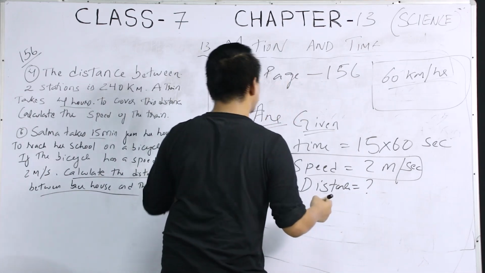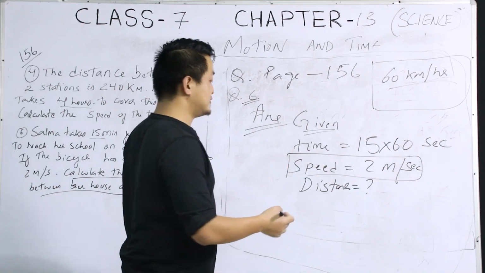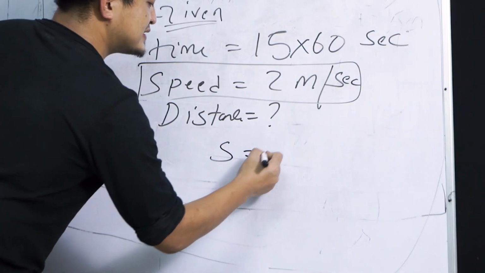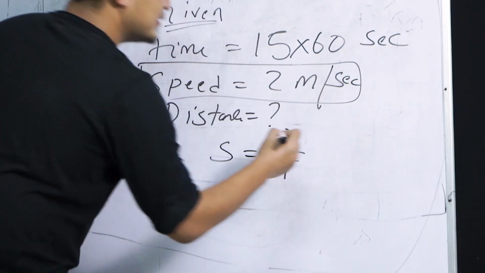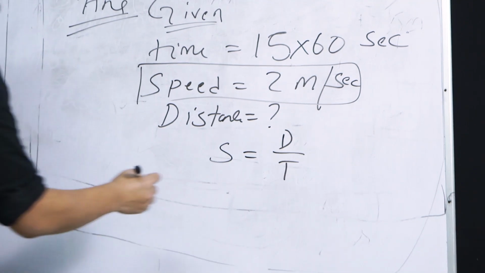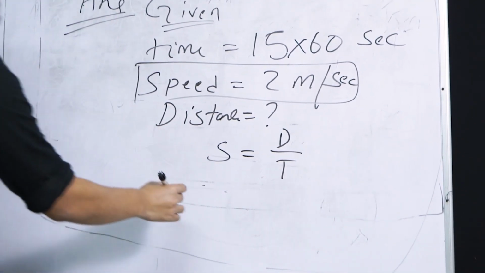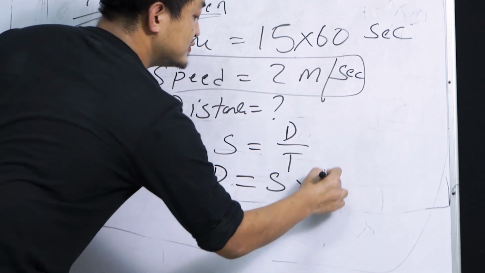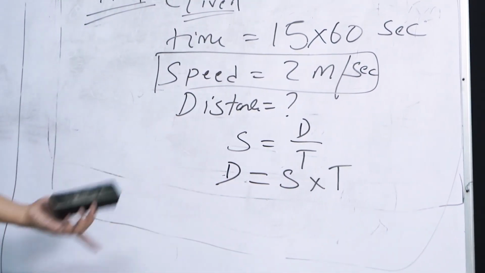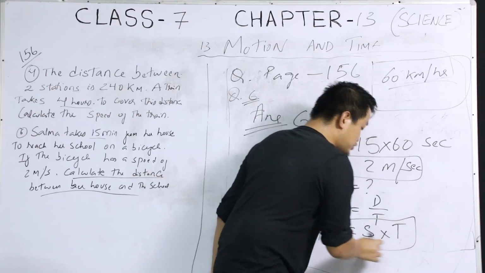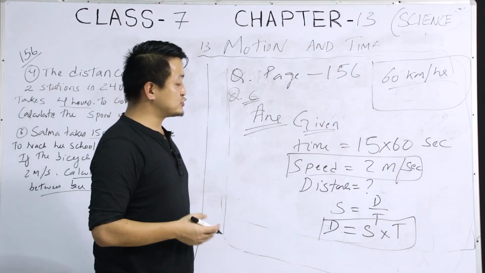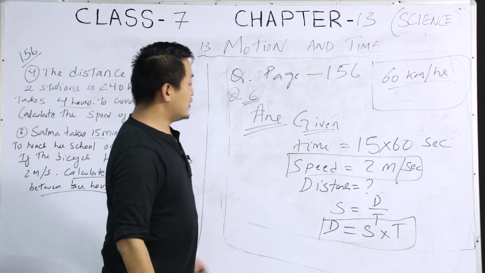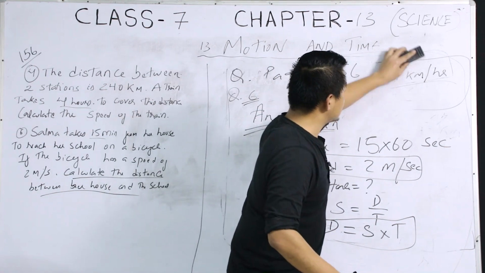So if you get confused, what you can do is you can just apply the same formula, that is speed is equal to distance by time. Then since we have to calculate the distance, you can write distance is equal to speed into time. In this way as well you can solve. I'm just showing you different ways to solve the numerical. Clear? Okay, so I'll continue here.